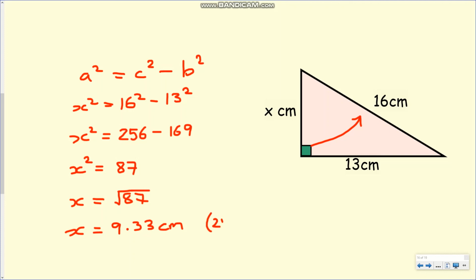This example is just to show you that sometimes it doesn't work out perfectly, and that's okay. You just need to round your answer as best you can. 2 decimal places tends to be my preferred method, although if you want to do 1 decimal place, that's absolutely fine too, because you're still getting to the nearest millimeter, which is pretty accurate. Again, if you need more time to copy down this example, then pause the video here. If not, we're going to move on.